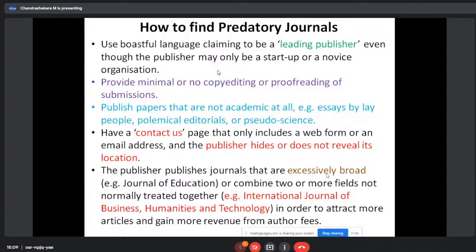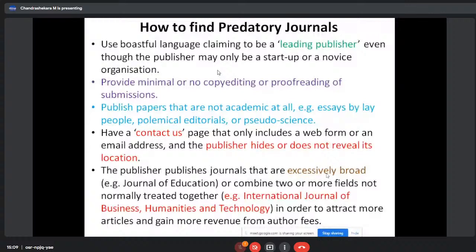Then, have a contact. Sometimes they are not giving contact details; the contact page only asks you to send a mail to them. There is no place, no contact number, nothing. Publishers also hide their location.